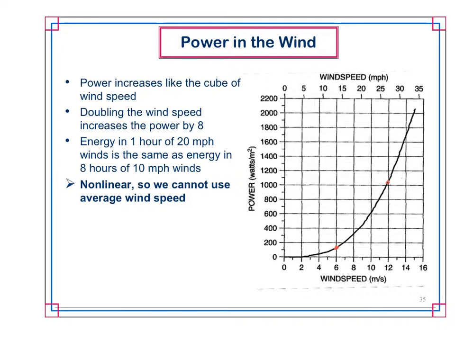I think this is a pretty interesting one too. The energy in 1 hour of 20-mile-an-hour winds is the same as 8 hours at 10-mile-an-hour, right? So it's by a factor of 8. Double the wind speed, and the energy goes up by a factor of 8, because it's the cube of the velocity. So 2 cubed is 8.